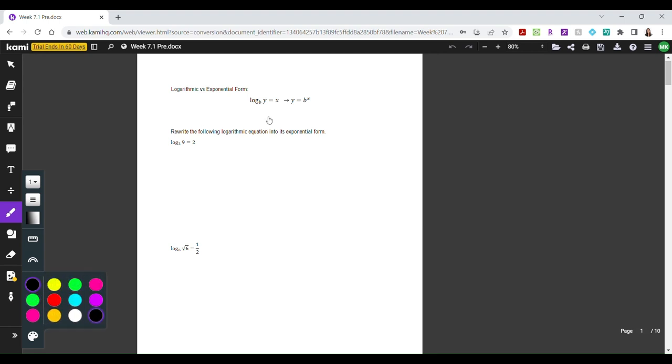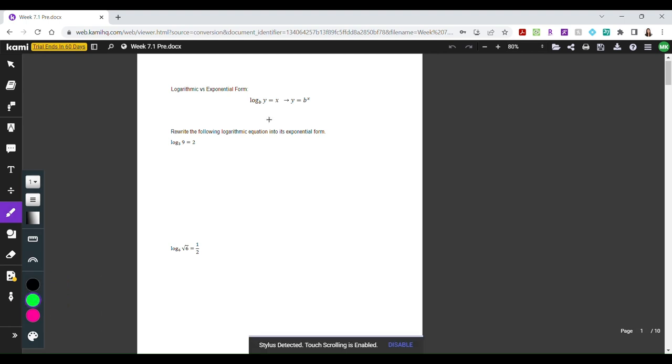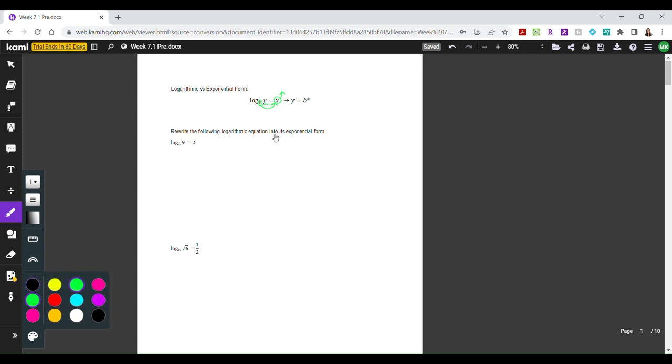My trick here is, if you're transforming from logarithmic to exponential, y is going to stay the same, in the same place as it is. B is going to get bumped up to the other side of the equation, and x will get bumped up to become the exponent. Now let's take a look at that when we are practicing.